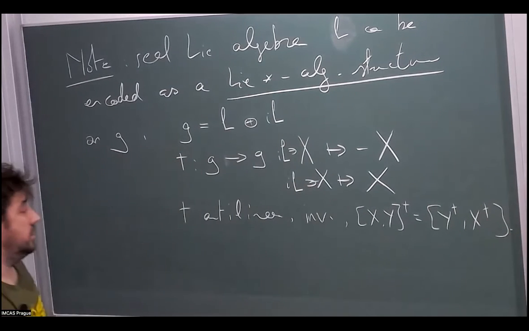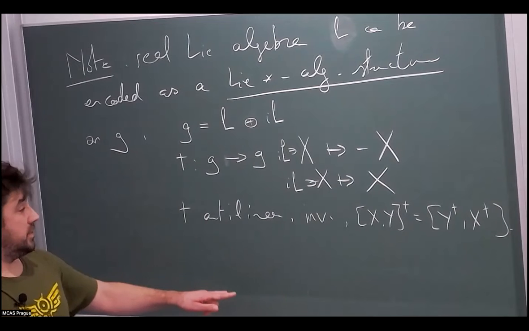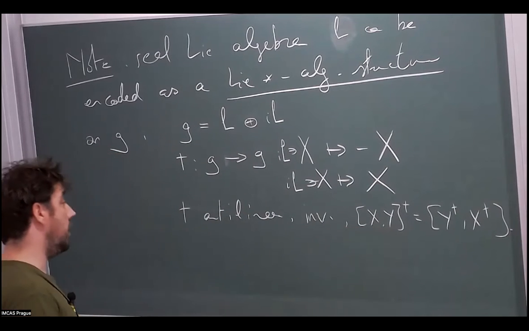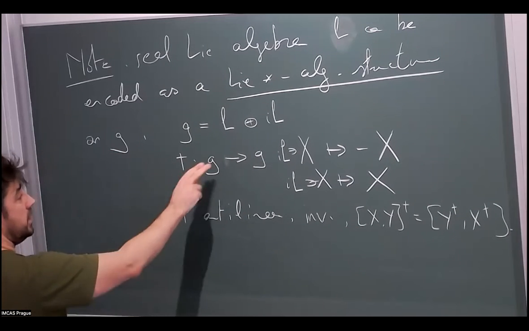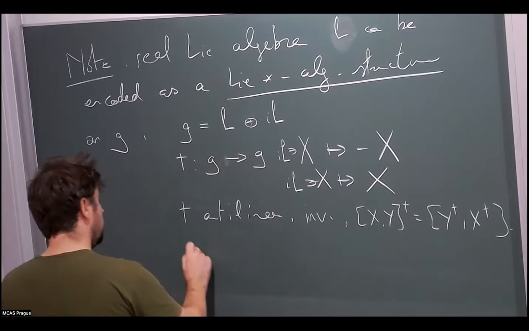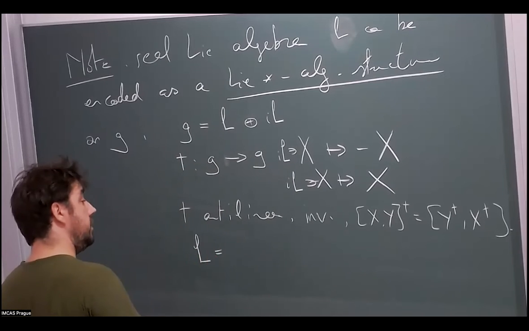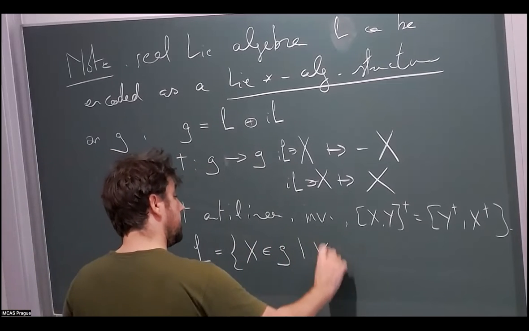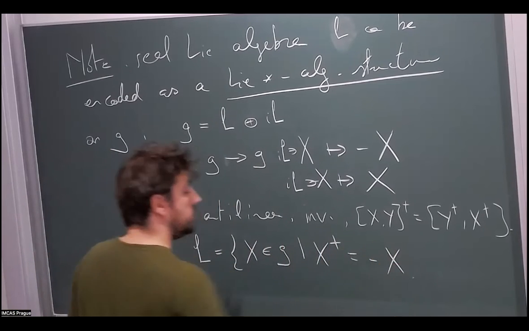And then it's really easy to see that you actually have a one-to-one correspondence between complex Lie algebras with a star structure and real Lie algebras. So if I have a real Lie algebra, this is how I construct a Lie star algebra. If I have a complex Lie star algebra, I can create a real Lie algebra by just looking at all those x's for which x dagger is equal to minus x.